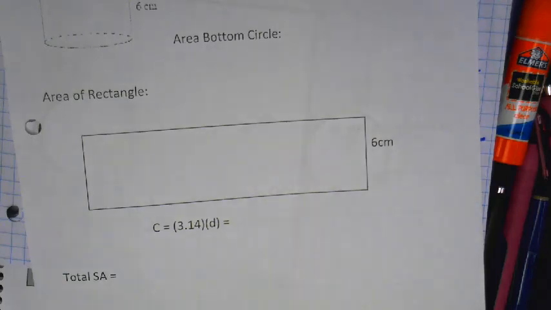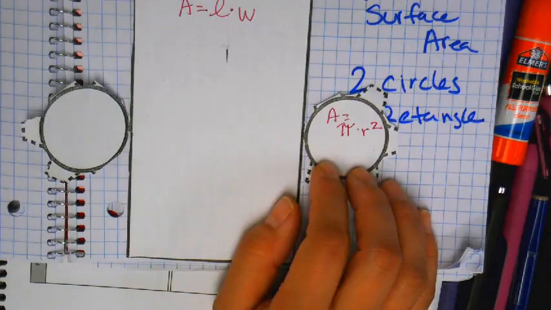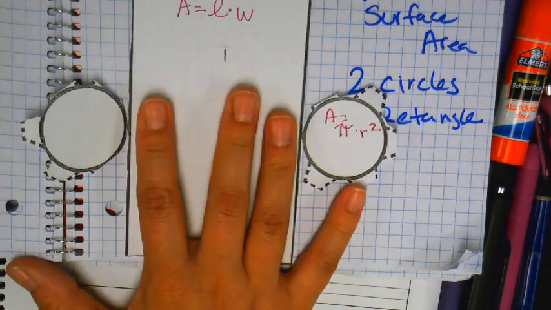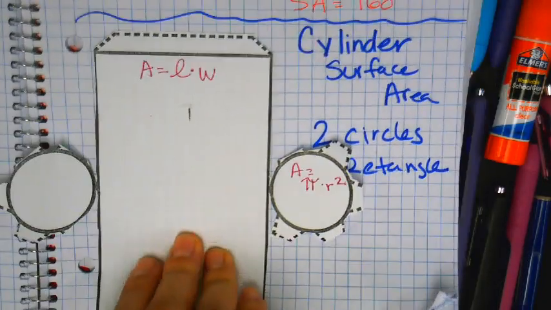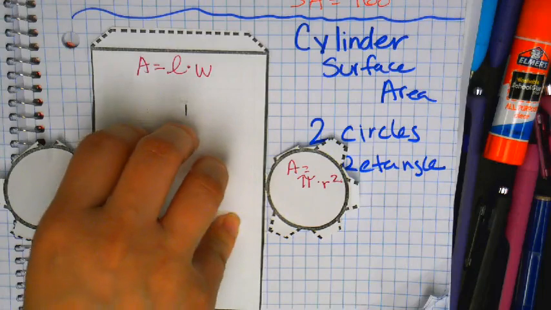Amazing. All right. So yesterday we cut out the cylinder part. We discovered that there's 2 circles and 1 rectangle in a cylinder. Of all the shapes I've taught you this week, this one's the hardest one. It's kind of tricky in a way, but this is the hardest one.